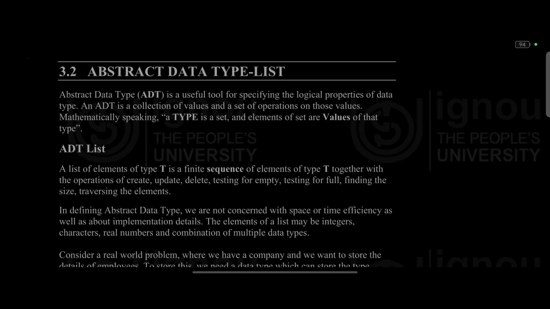ADT list. A list of elements of type T is a finite sequence of elements of type T together with the operations of create, update, delete, testing for empty, testing for full, finding the size, traversing the elements. In defining abstract data type, we are not concerned with space or time efficiency as well as about implementation details.